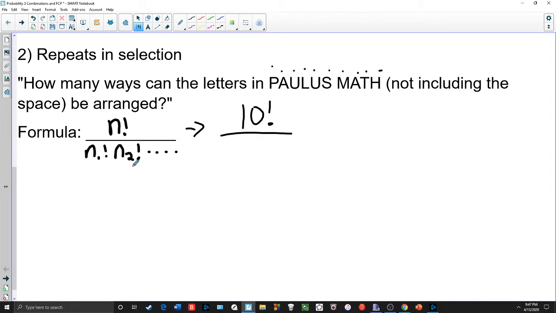And then the numbers down here are basically the number of times each unique letter repeats. For example, P doesn't repeat at all, so I can just ignore that. P doesn't need to be adjusted. A here repeats twice, so I'd put 2 factorial down here to represent the fact that my A's repeat twice. And the same for my U's. My U's repeat twice, so I put a 2 factorial here to represent that. L, S, M, T, and H all don't repeat, so I don't need to worry about them. So this is what I have here, and this is how I would get my answer.